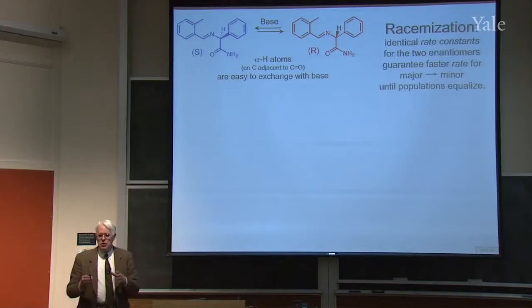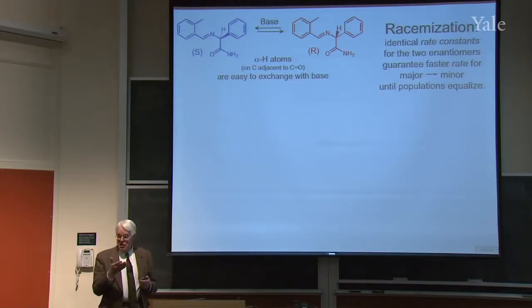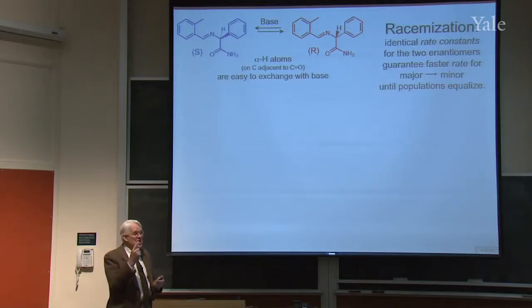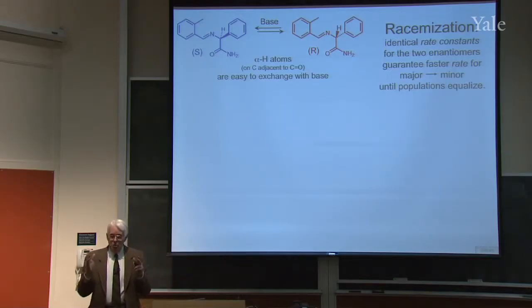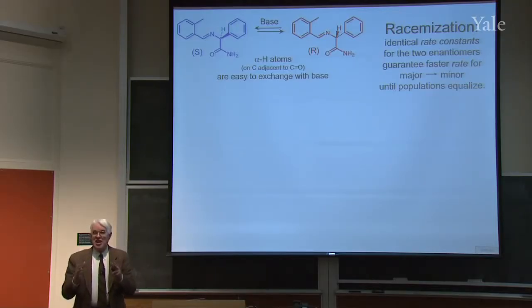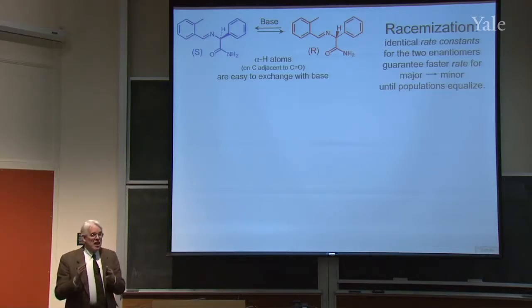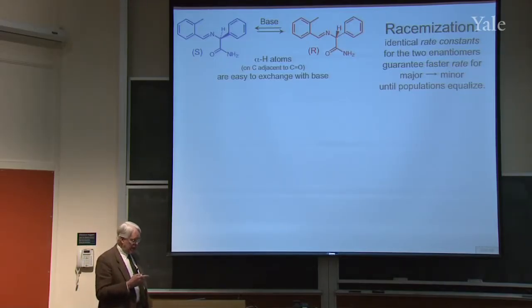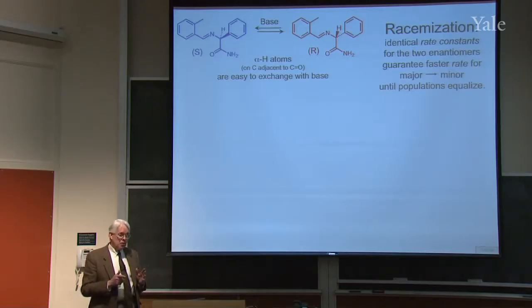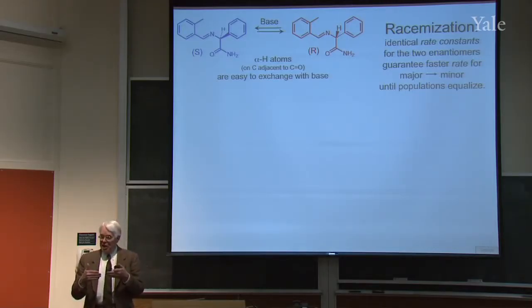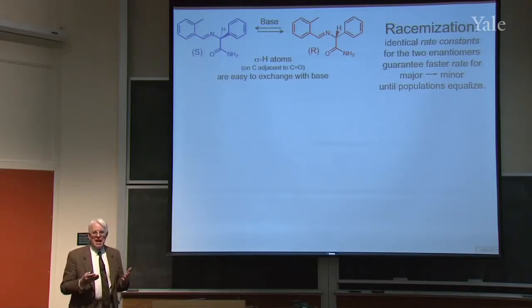Now, that would lead to racemization. If you started with all one hand, you'd have a reaction going one way, which has a certain rate constant times the base, right? And a reaction going the other way, which has the same rate constant, because they're mirror images, times the concentration of base. Now, the rate, how much goes from one side to the other, is the rate constant times the concentration. So if you have a higher concentration of one than of the other, its rate will be faster. So since they're identical rate constants for the two enantiomers, that guarantees a faster rate for the major enantiomer going to the minor enantiomer, until they come to 50-50, and then the rates will be equal, okay? So that's a guaranteed mechanism for racemization.